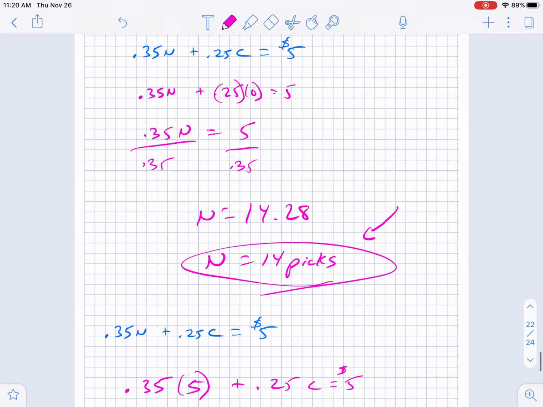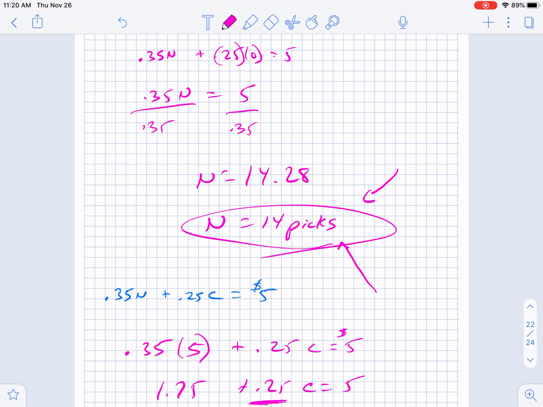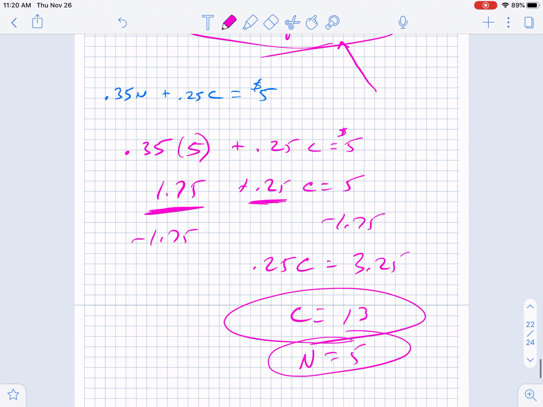That's it, folks. And again, if I picked over 14 picks that were N's at 35 cents each, it would have gone over $5. So I would have gotten a negative number for C. And you can't get a negative number for C because you're not giving them picks, which is what that would mean. So there's some rational thought here. Anyway, that's it. I hope this makes some sense. If it doesn't, go over it slowly again, and you can maybe figure it out.